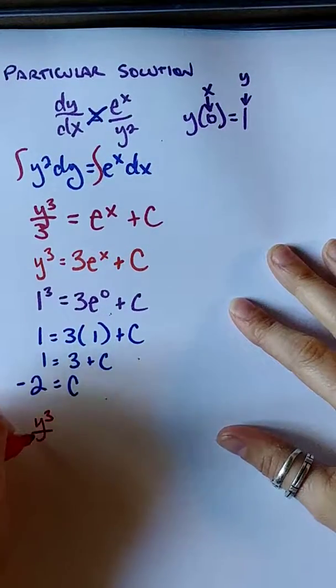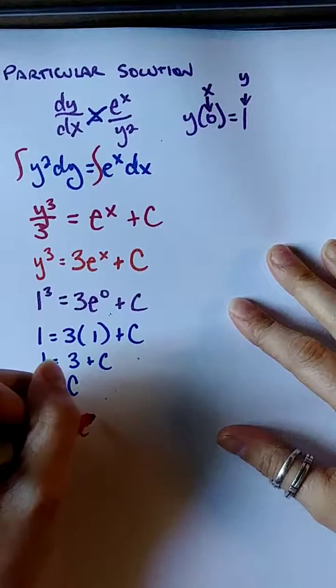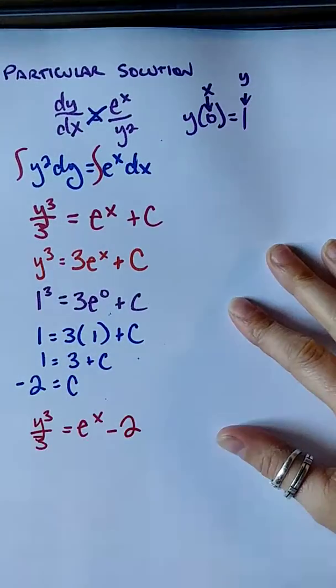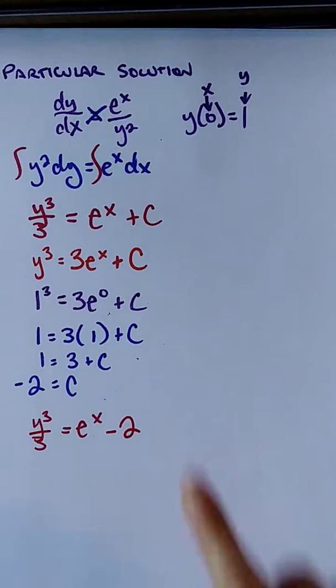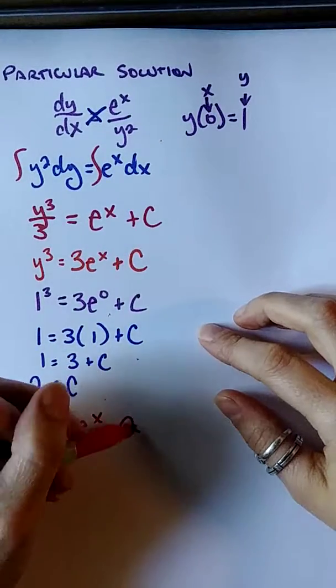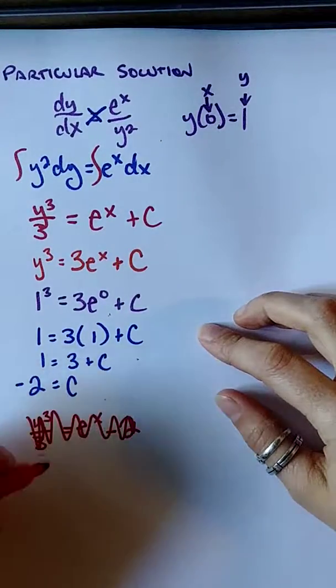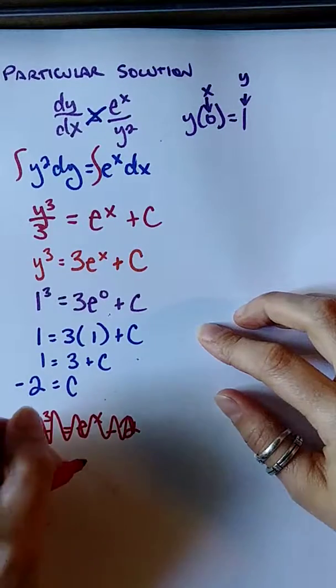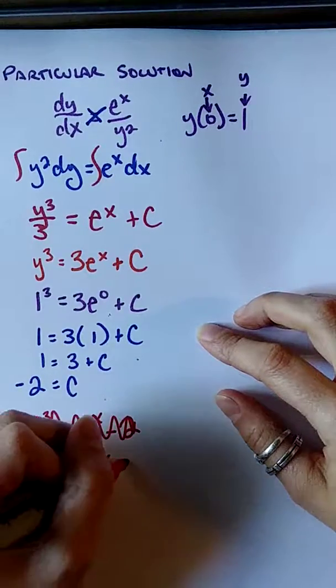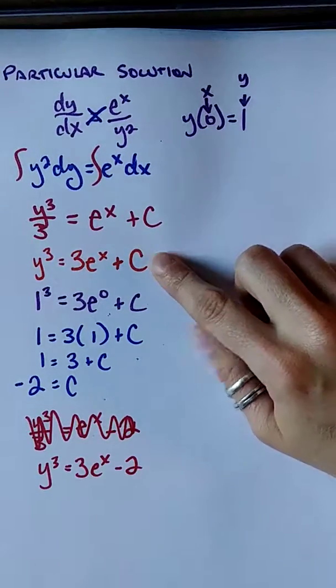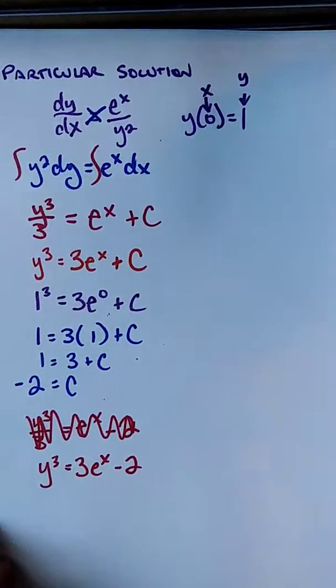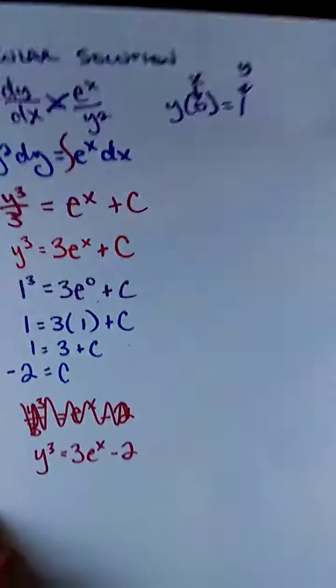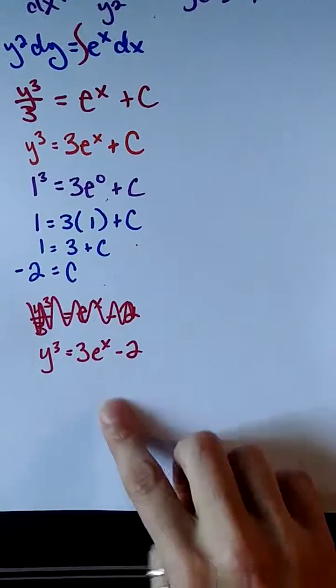Y cubed over 3 is e to the x minus 2. Just kidding, I already multiplied everything by 3. So y cubed equals 3 times e to the x minus 2. That's where it's supposed to go back in. The last step before I started plugging things in. Sorry about that.